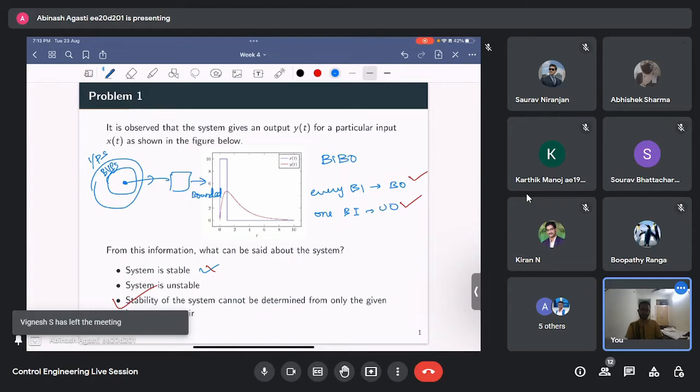Clear? Yes. So any other doubts in this concept of how we get to the bounded input, bounded output stability definition? No? So we can move forward.